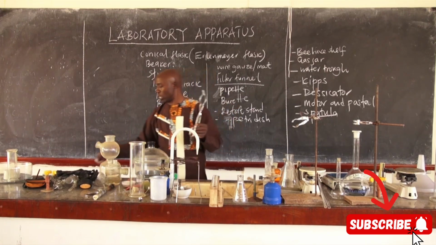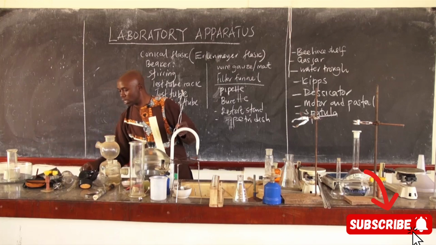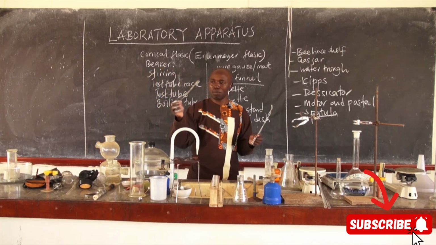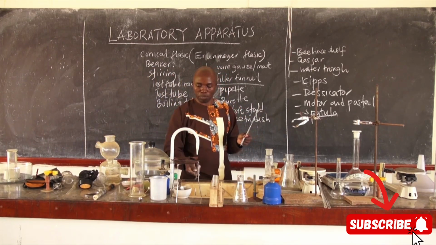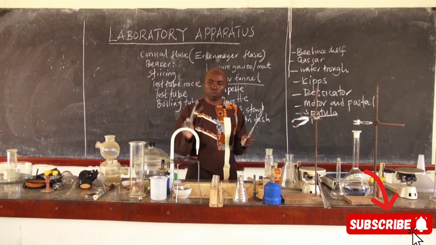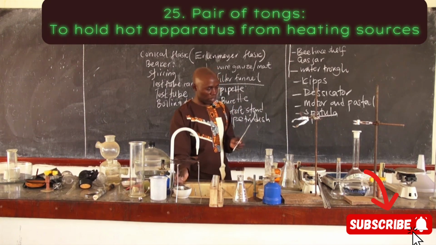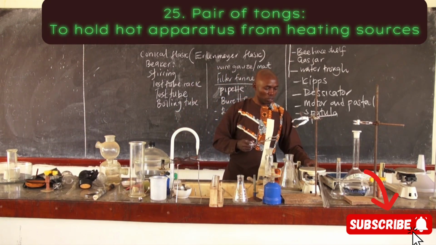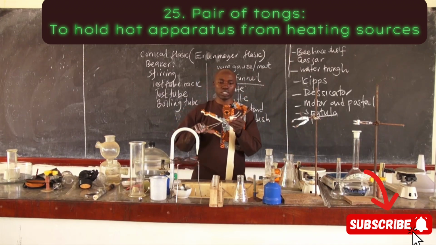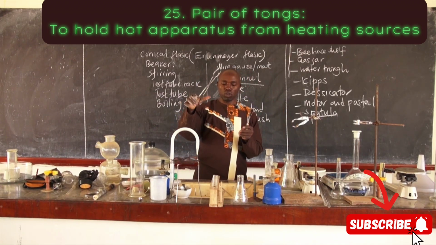I'll bring these two at once. I didn't tell you that spatulas come in various sizes depending on the purpose. So we saw a small spatula and a kind of a big spatula. I also want to show you next what we call the pair of tongs. This is called a pair of tongs.